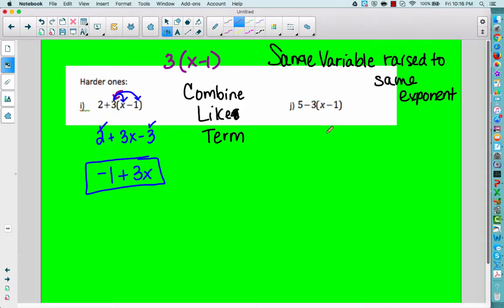All right, let's try this next one. So we have the number being multiplied to parentheses, so I have to distribute, but now it's got a negative in front of it. So when I distribute, I'm bringing the negative with me, and I'm multiplying a negative 3 to both the x and the 1. So it would become 5 minus 3x, and then negative 3 times negative 1 would give me a positive 1. I combine the constants, or the like terms, and I get 6 minus 3x.